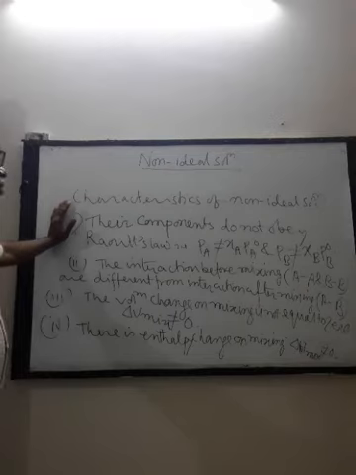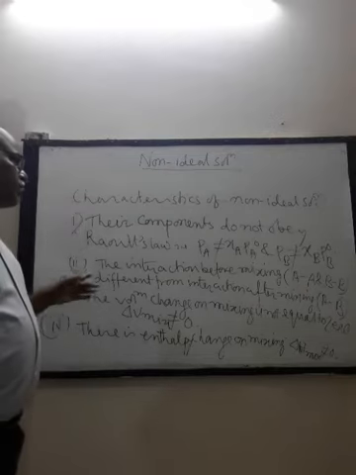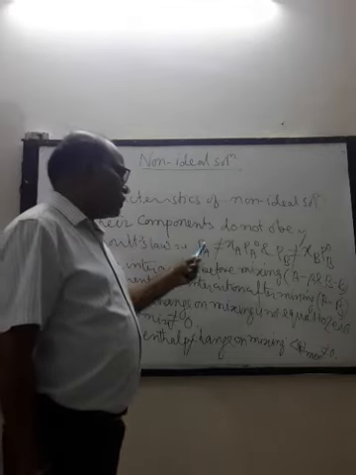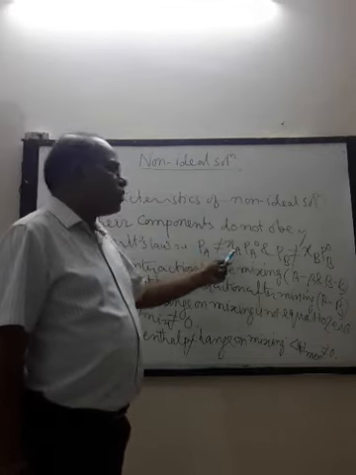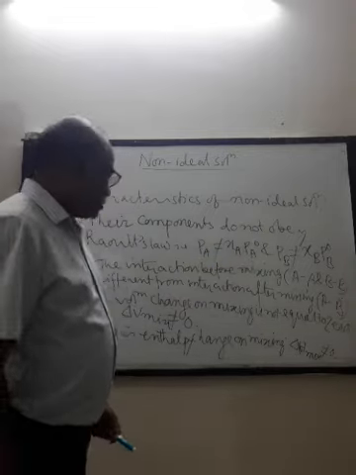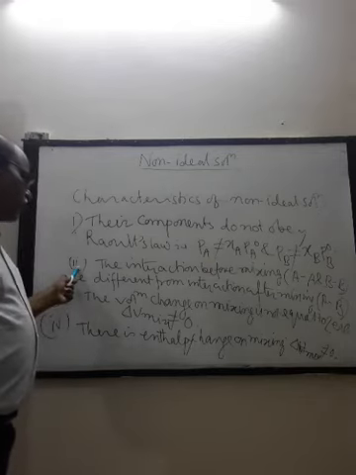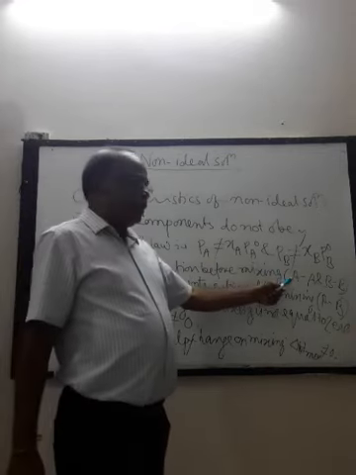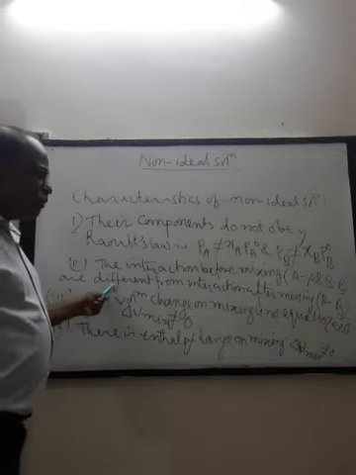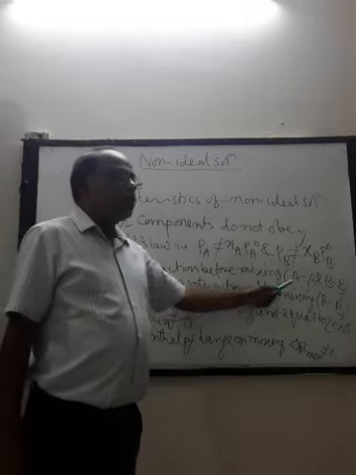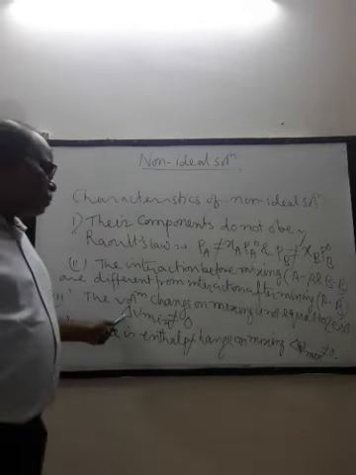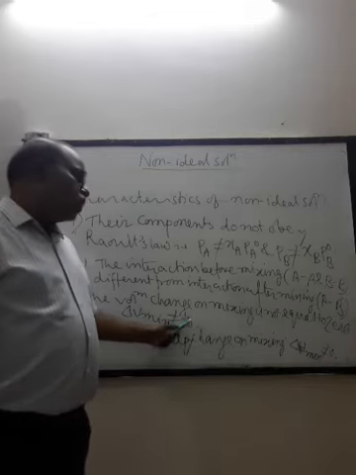So first one is their components do not obey Raoult's law. That is, here PA is not equal to XA PA naught and PB not equal to XB PB naught. Second point, the interaction before mixing, that is A-A and B-B interaction, is different from interaction after mixing, that is AB interaction. Number 3, volume change on mixing is not equal to 0.